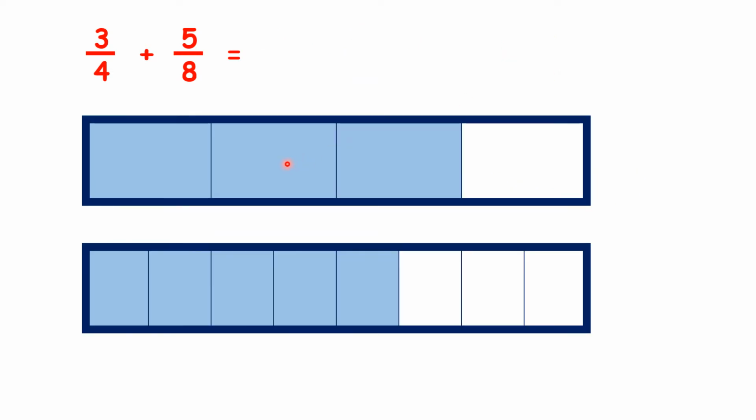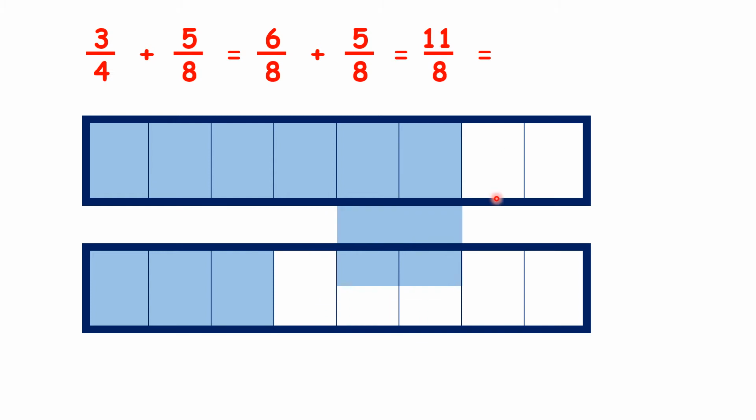Again, let's look at what we did. We changed 3/4 into eighths, so we had 6/8 plus 5/8. That's 11/8 in total. We can see that 11 of our eighths are shaded. And as a mixed number, we can write that as 1 3/8, because if we colour squares to make a full rectangle, we have 1 full rectangle and 3/8 of another rectangle altogether.